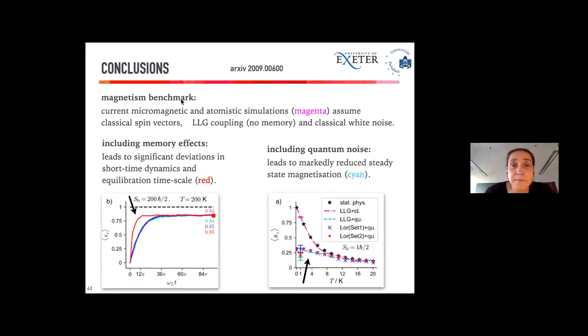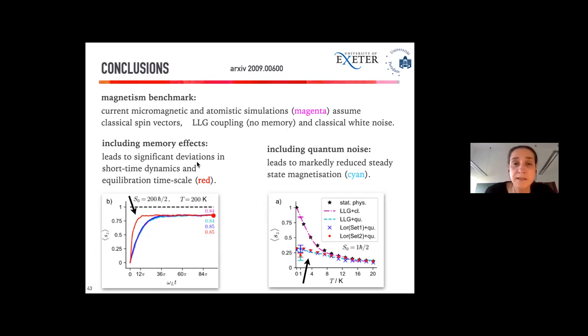But within the magnetism benchmark, what we've tried to do is to match it against what current micromagnetic and atomistic simulations do. And they standardly assume classical spin vectors, LLG coupling with no memory, and classical white noise.